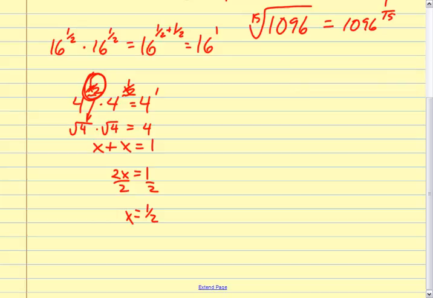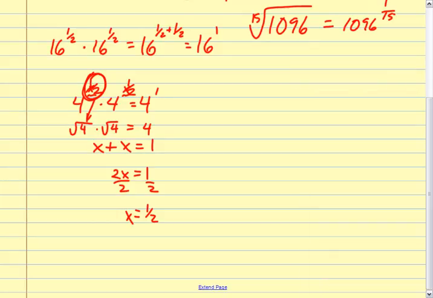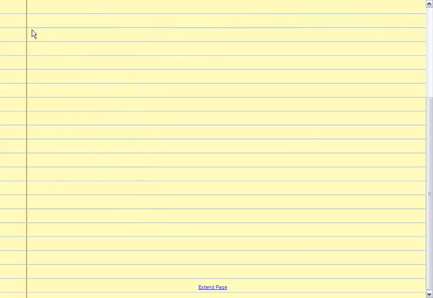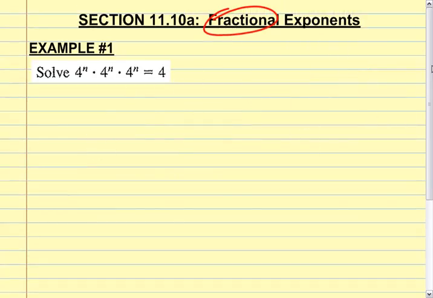The key is remembering that when you're multiplying numbers with the same base, you add their exponents. That's the thing we have to remember. Now, just before we go to this first example, I want to do this one bit here. Okay? Now, let's look at this one.